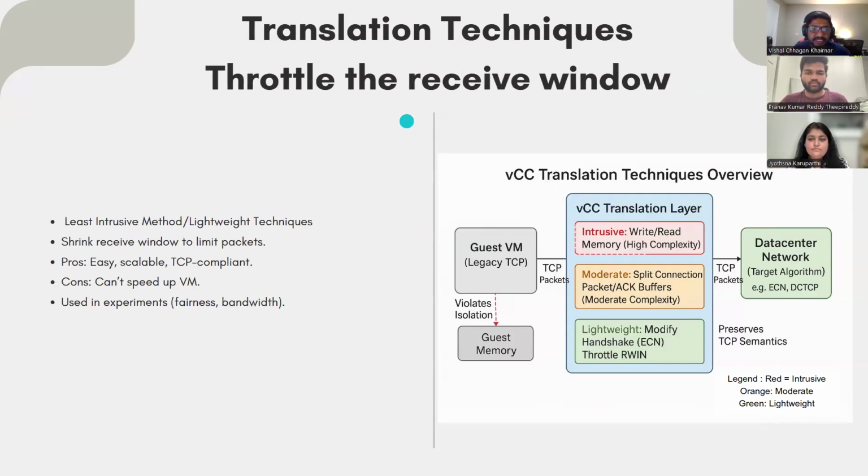So we'll move on to the next technique, which is throttling the receive window, where VCC shrinks the receive window in ACKs to limit how many packets the VM sends. For example, if the network is congested, VCC lowers the window to slow the VM, mimicking ECN. It's easy. It just uses 37 bytes per flow and keeps TCP happy. The paper's experiments show this makes legacy VMs as fair as modern ones. It's a big reason VCC works so well in data centers.